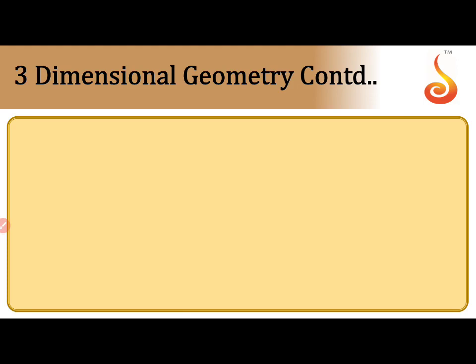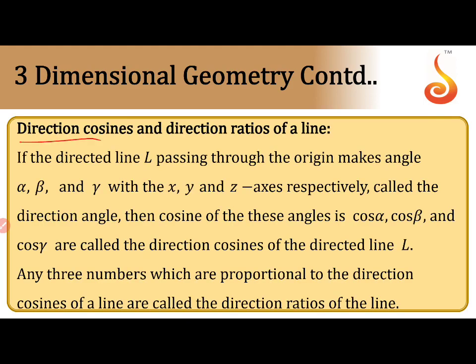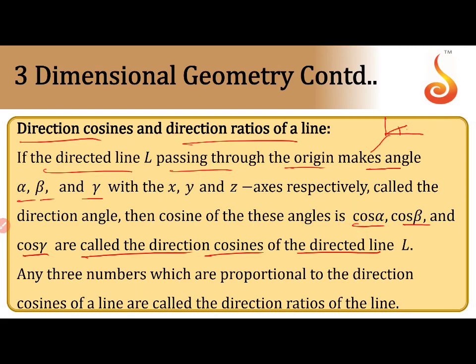So next, direction cosines and direction ratios of a line. If a directed line passing through origin makes angles alpha, beta, gamma with x-axis, y-axis and z-axis, then cos alpha, cos beta, cos gamma are called direction cosines of the line segment AB. So clear that one? If a line makes angles alpha with x-axis, beta with y-axis and gamma with z-axis, the values of cos alpha, cos beta, cos gamma are direction cosines of a line segment.